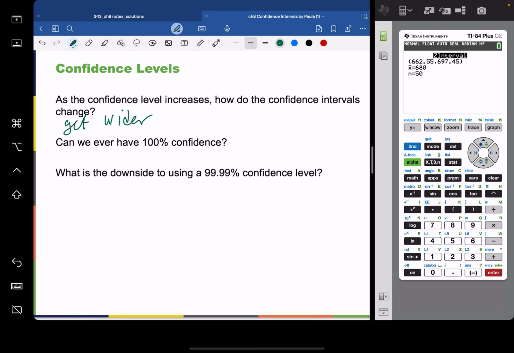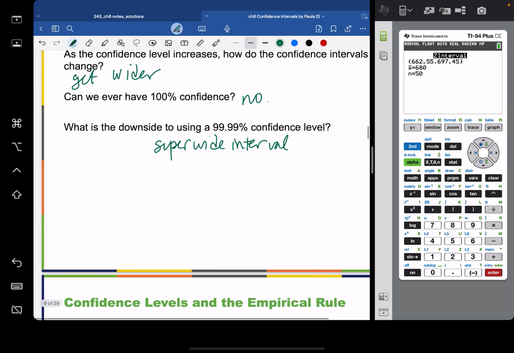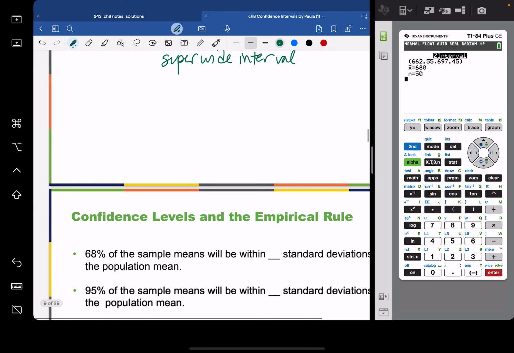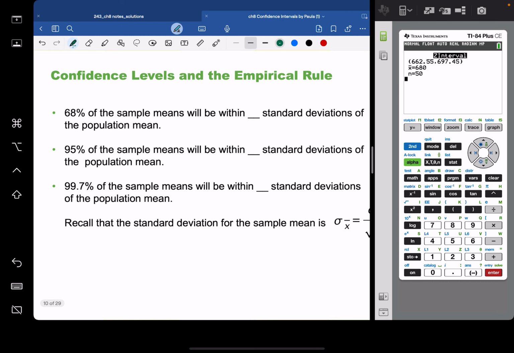Can we ever have 100% confidence? No. What is the downside to using a 99.99% confidence interval? Well, you'd have a super wide interval. And sometimes a really wide interval is not that helpful, not that informative. So you want to find a balance between certainty and too wide of an interval. I feel like 95% is kind of a sweet spot.